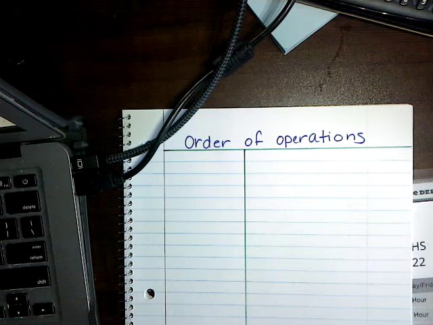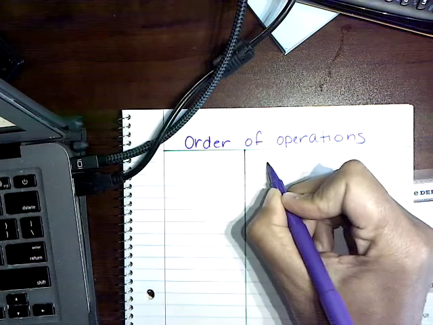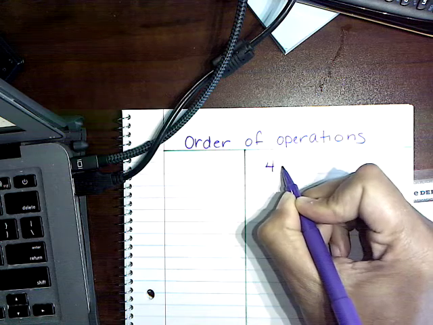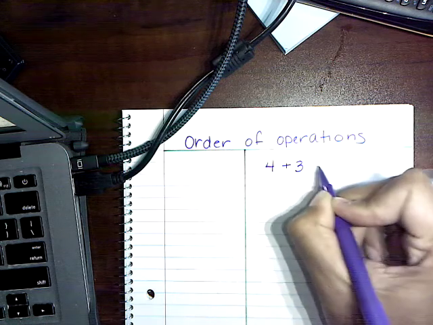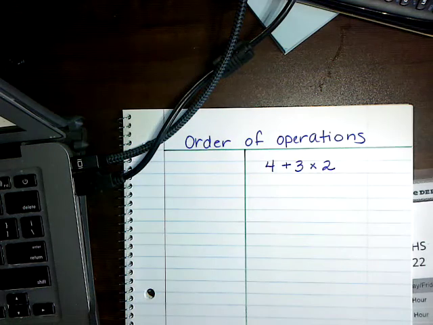So for order of operations, this is an example here. 4 plus 3 times 2. Write that down. 4 plus 3 times 2. Write that down.